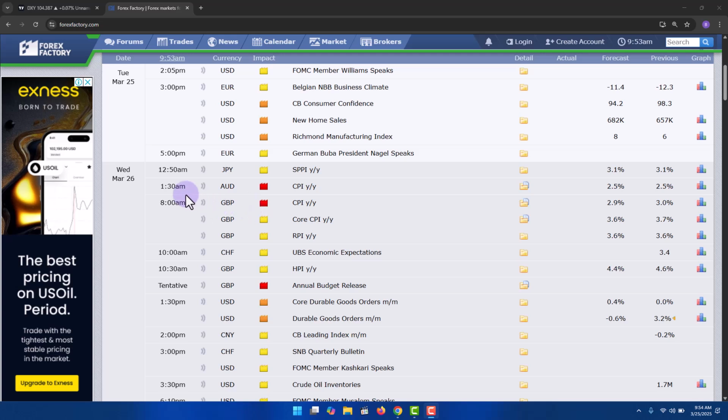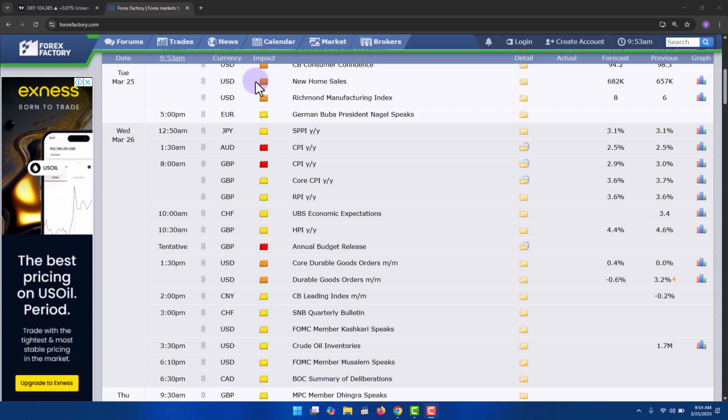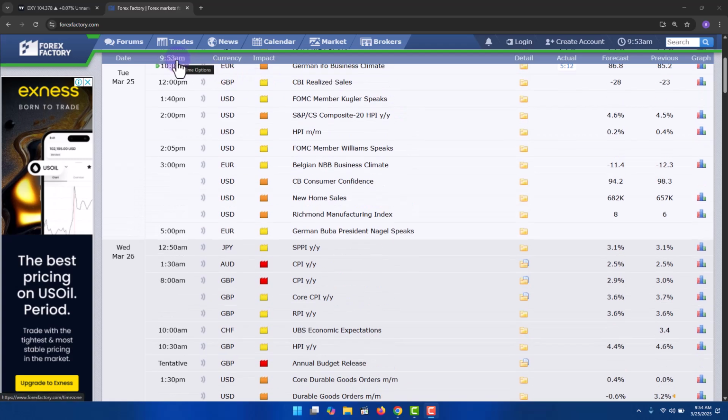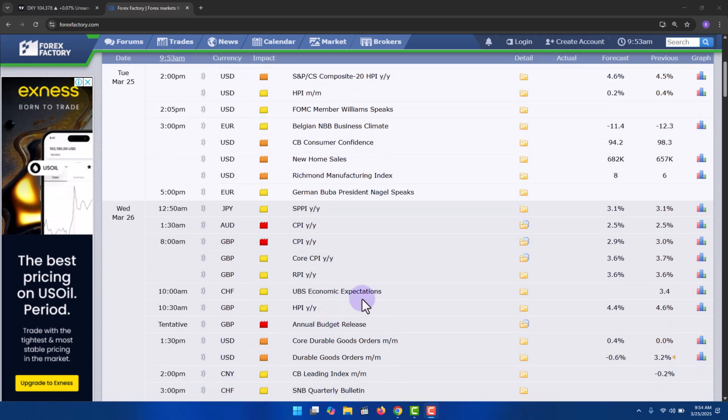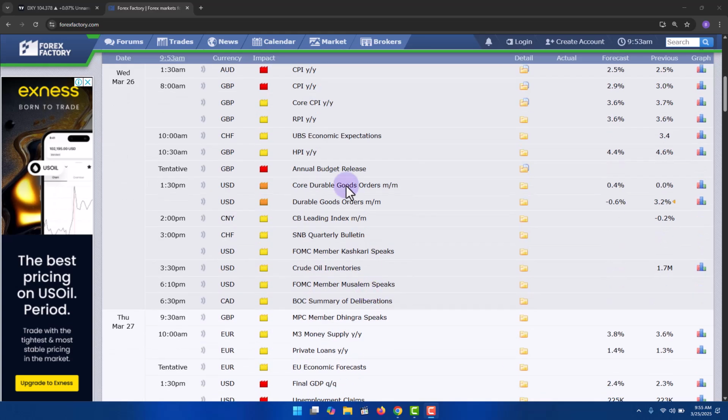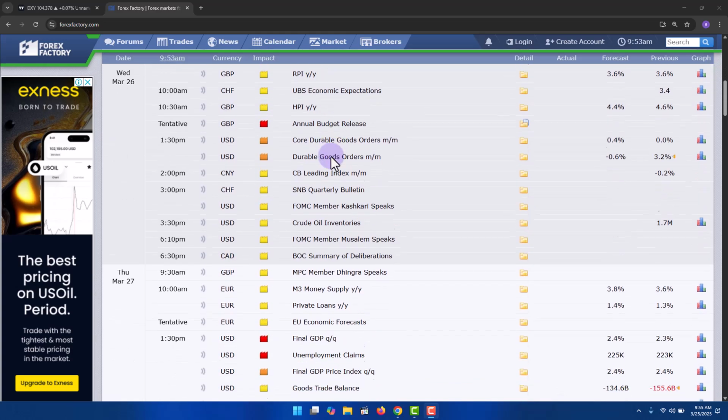On Wednesday, 26th of March 2025, you see that we have CPI on the GBP at the London session, 8 a.m. GMT +1. And so you can also set up your time to your country's local time on the Forex Factory Economic Calendar. Just click the time options and set up your time to ensure you get to know when exactly the event is happening in your country or your country's local time.